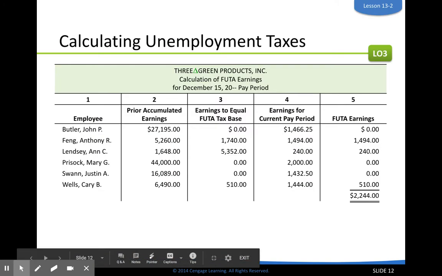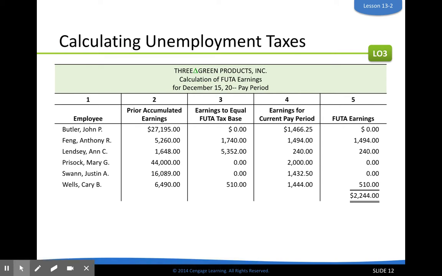It's important when we're calculating unemployment tax that we talk about the tax base. For unemployment tax, employers only have to pay federal unemployment tax up to the first $7,000 that an employee earns. You can see here that we have a list of 6 employees and their earnings up to this paycheck. And then you can see here how much they made on that paycheck.